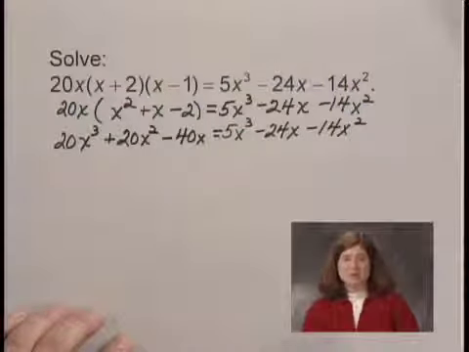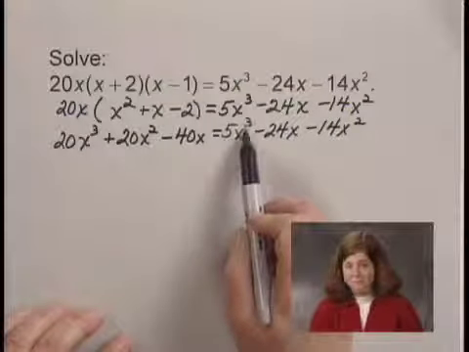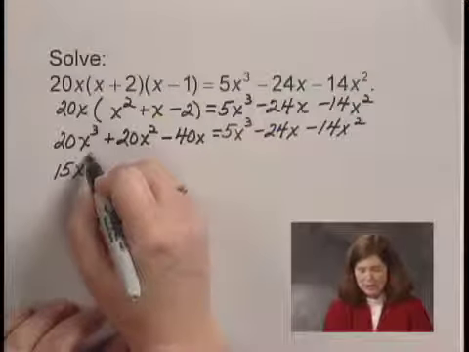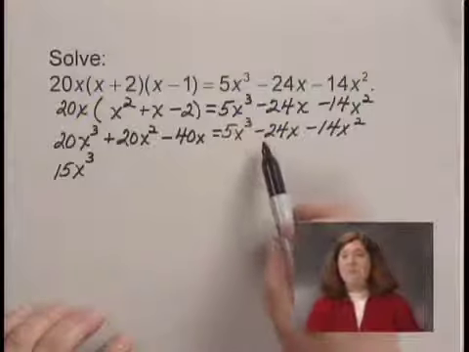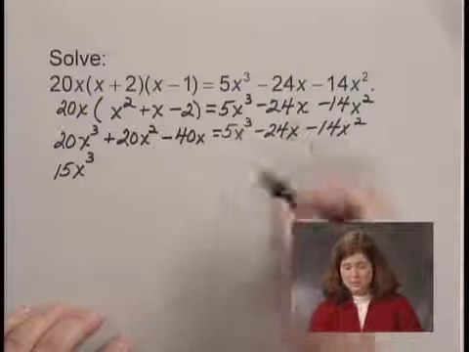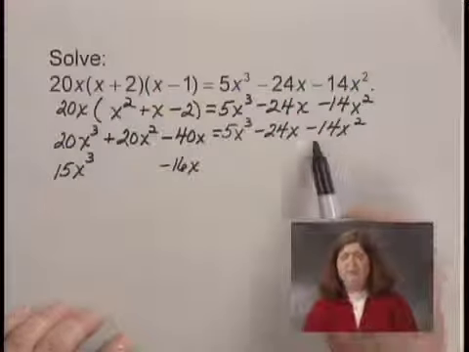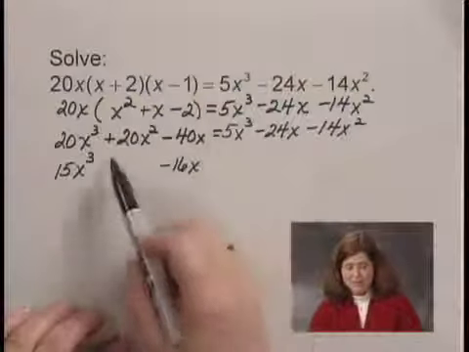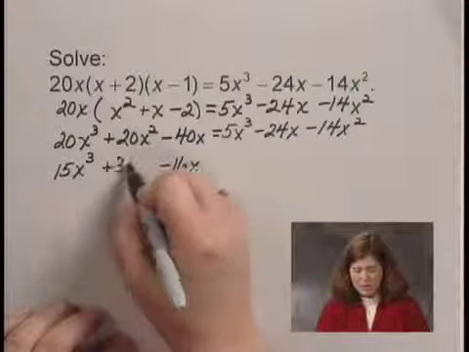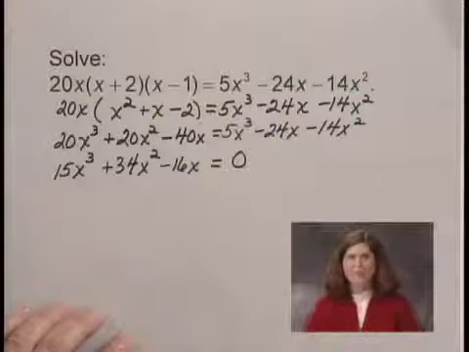Now I want to get 0 on one side of the equation. So to do that, I will subtract 5x cubed from both sides, which will give me 15x cubed. I will add 24x to both sides. Negative 40x plus 24x will give me minus 16x. Then I'll add 14x squared to both sides, and adding 14x squared to 20x squared will give me plus 34x squared. And that will equal 0.